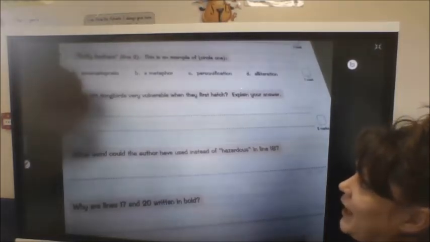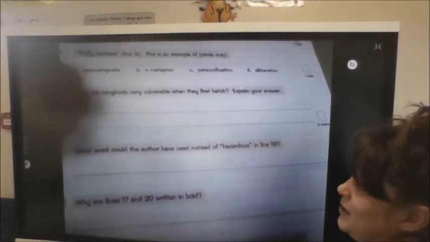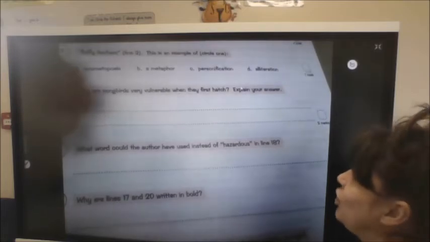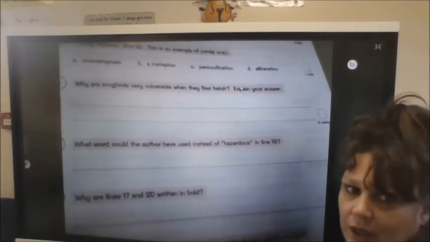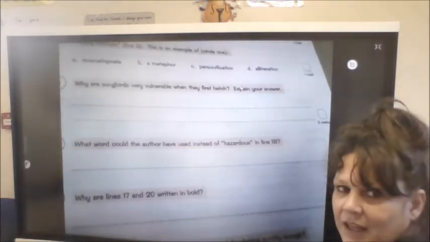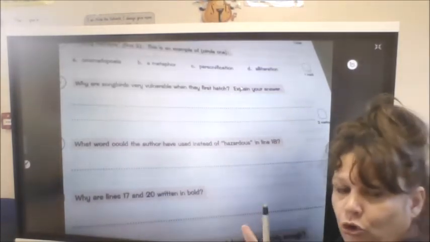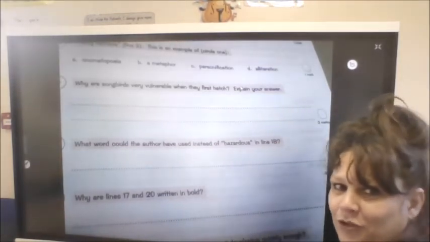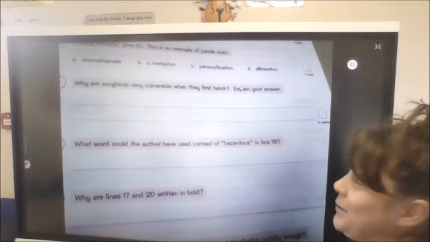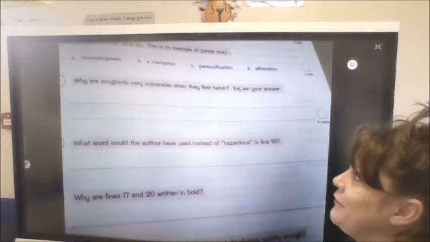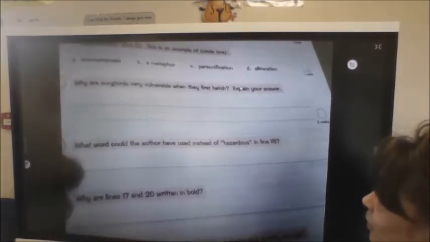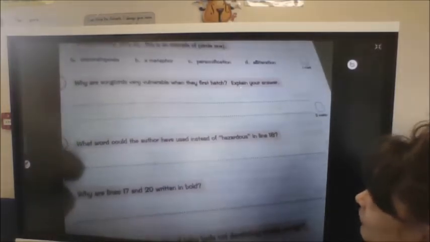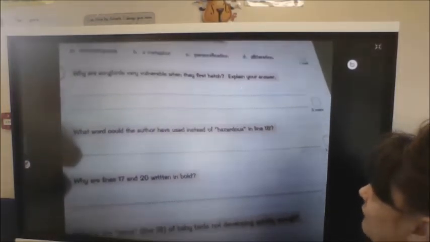So is that onomatopoeia? Is it a metaphor? Is it personification? Or is it alliteration? Okay, so have a little think what each of those mean. If you're not sure, Google them. Give you some examples and you'll be able to find out what fluffy feathers is an example of. Fluffy feathers.